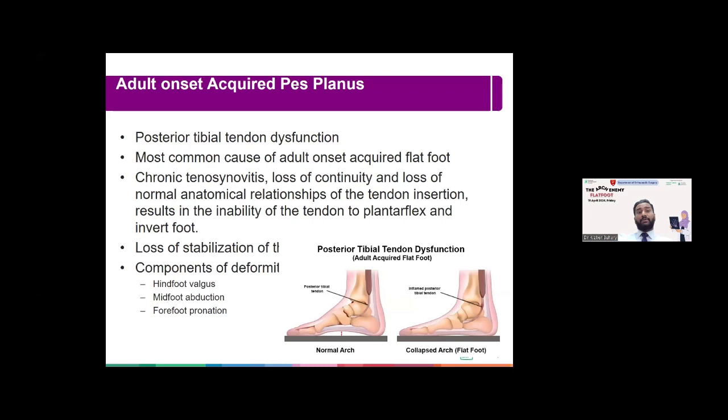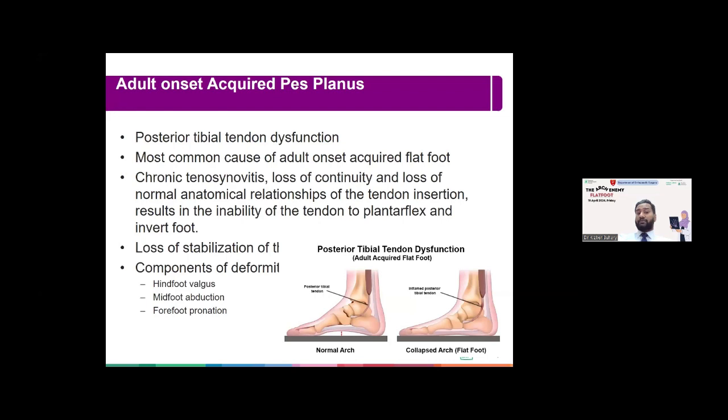Chronic tenosynovitis, that means inflammation of the tendon, loss of continuity, and loss of normal anatomical relationships of the tendon insertion, results in the inability of the tendon to plantar flex and invert the foot. So this is the function of the posterior tibial tendon. We have many tendons in our foot, but this tendon tends to play an important role in plantar flexing, that means putting your foot down, and inverting, turning your foot in. And this results in the loss of stabilization of the medial arch.